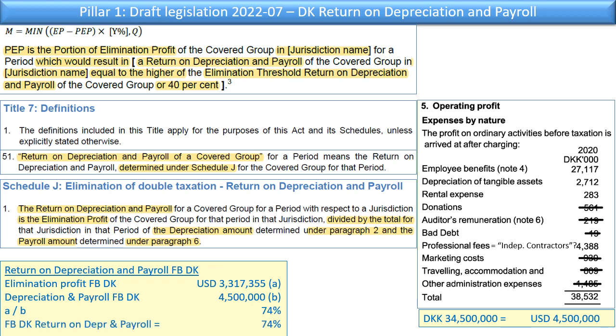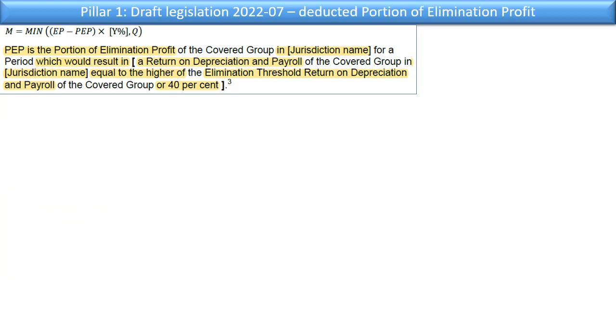So let us move on, and we now come to our formula again. And again, as I say, this is an unreadable sentence. PEP is the portion of elimination of profit in Denmark, which would result in a return on depreciation and payroll in Denmark. So this is apparently the 74%. But which is equal to or higher than the elimination threshold on depreciation and payroll of Facebook Group, or 40%.